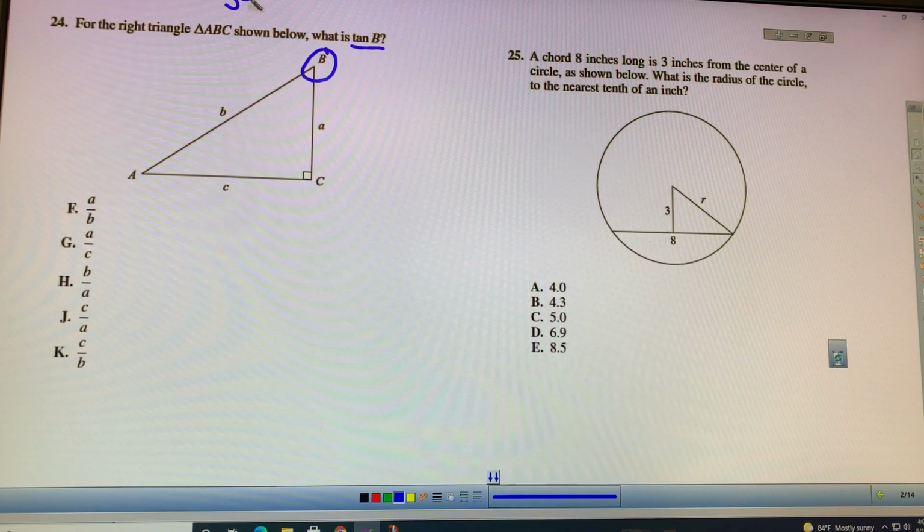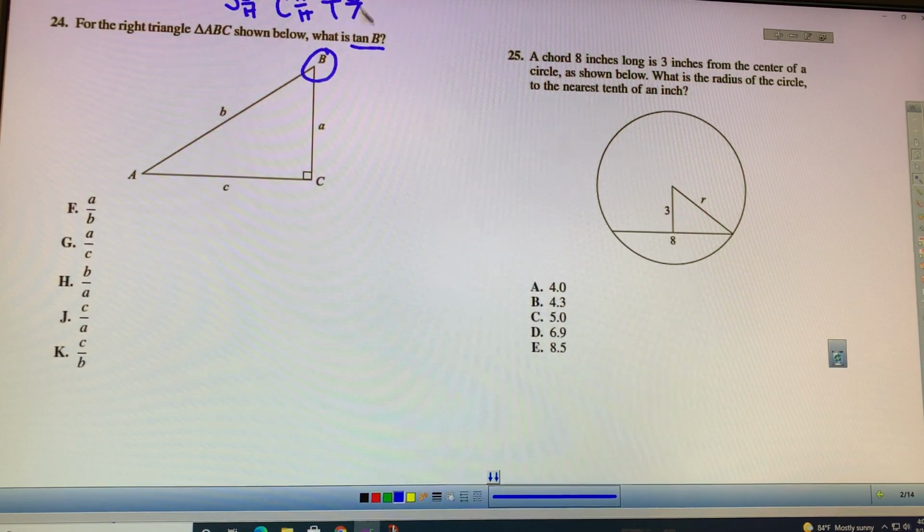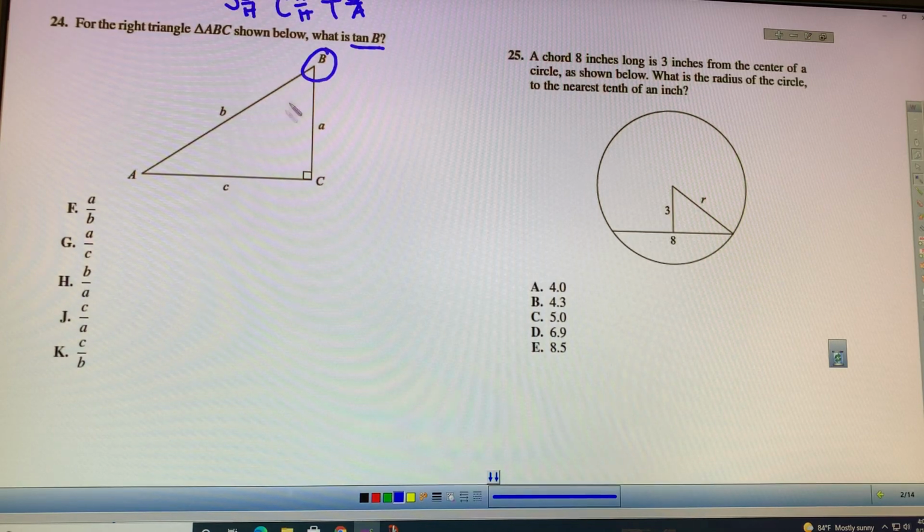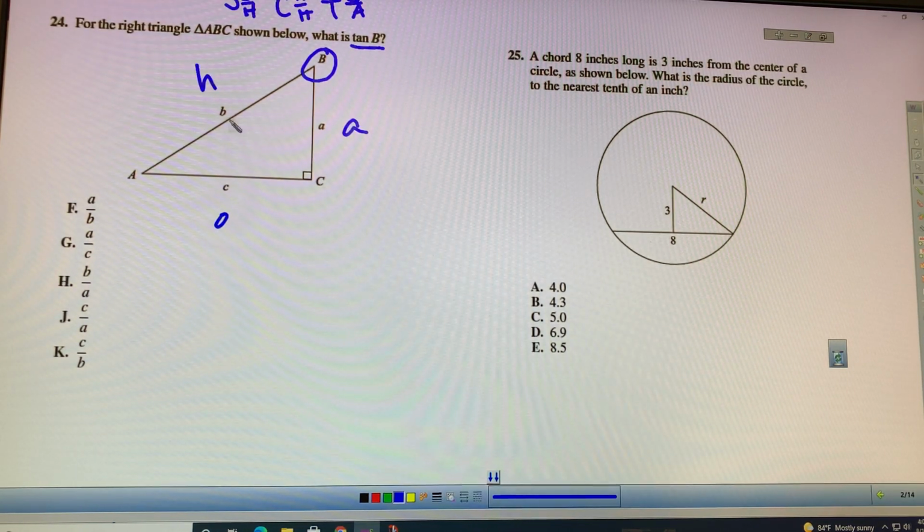Remember that? Sine is opposite over hypotenuse, cosine is adjacent over hypotenuse, and tangent is opposite over adjacent. So label your triangle. Opposite side, adjacent side, hypotenuse. So the tangent of B is opposite over adjacent, which is C over A, which is J.